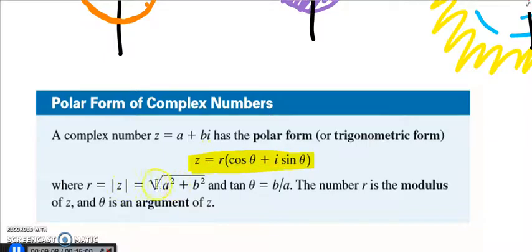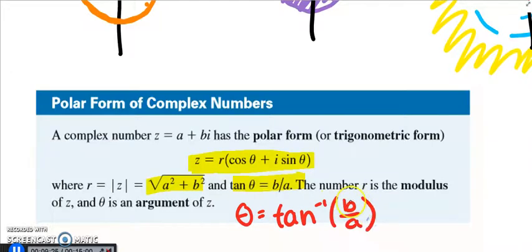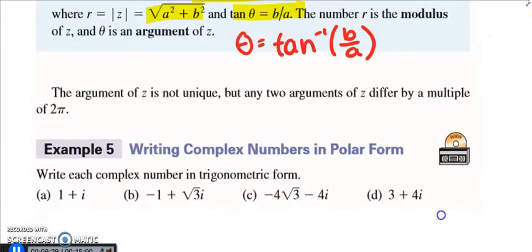We're going to find the argument, which we already talked about, and then we're going to find theta. Now this says tangent theta is equal to b over a. We did this last section and solved for theta, which is the inverse tangent of y over x, but remember y is like b and x is like a. So those are the two things.